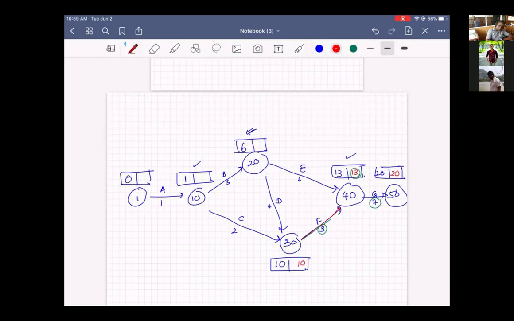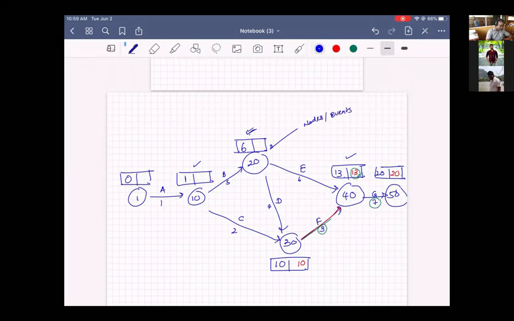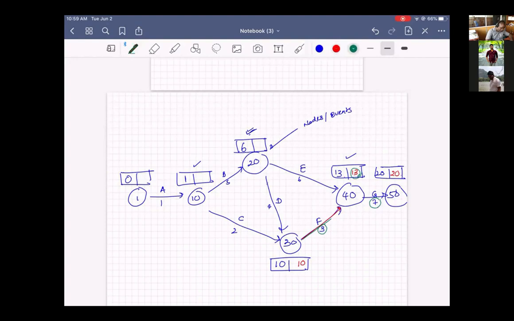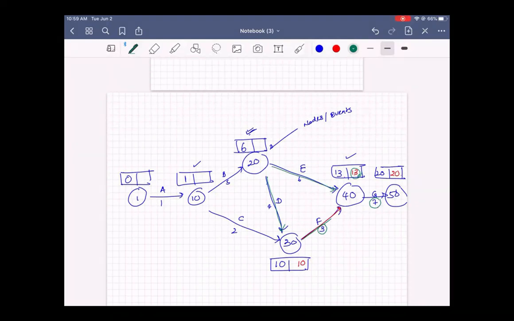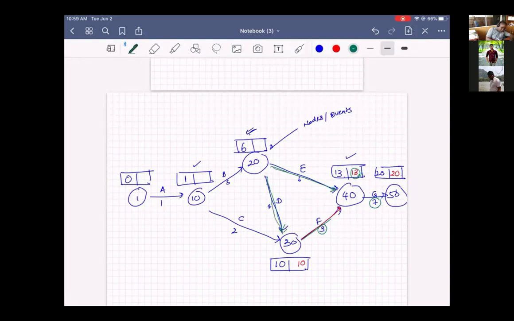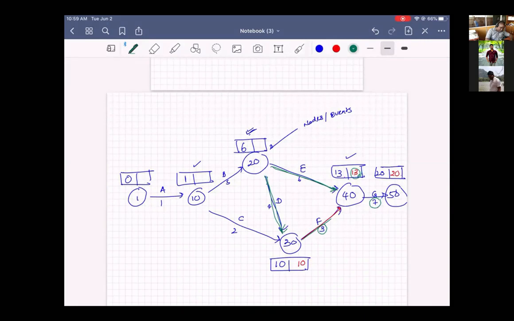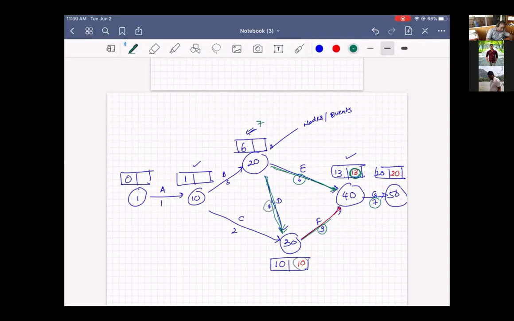But in this node 20, or even 20, we call these nodes, or events. Here we have two activities going out of that. So there are two paths that we can calculate the backward pass. Path number 1 and path number 2. From path number 1, we get 30 minus 7 is 23. On the other path, we get 10 minus 4 is 6.